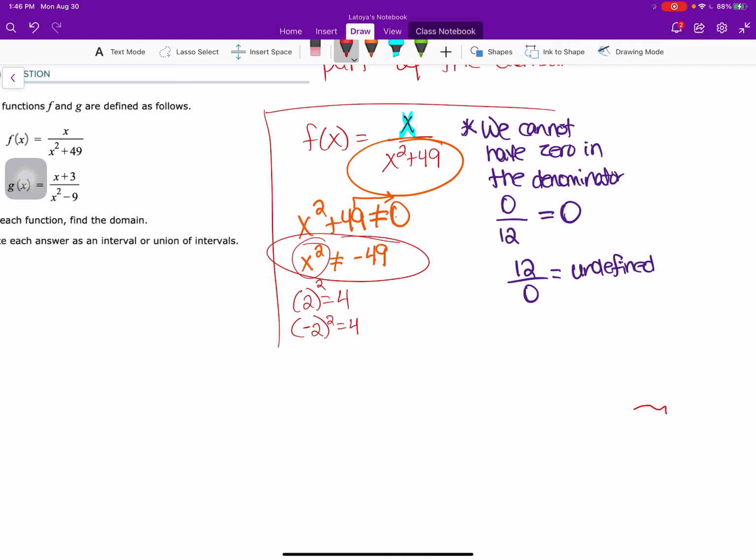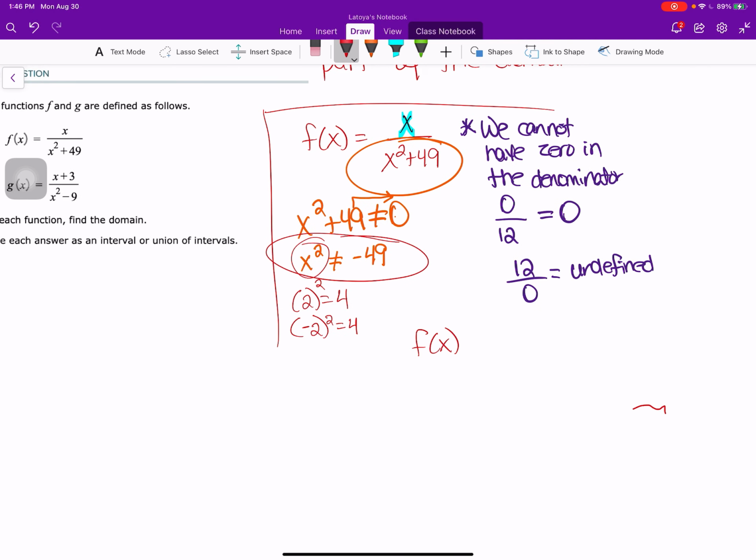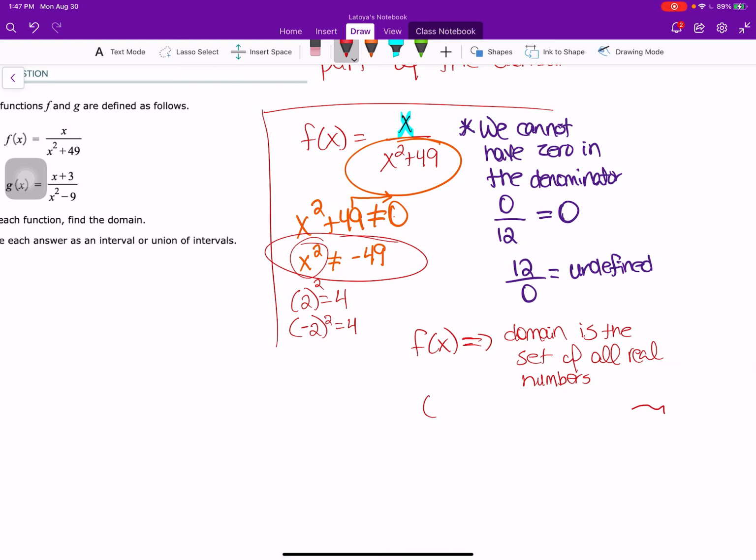I will never have to worry about there being a number such that when I square it, it's going to be equal to negative 49. So for f of x, I can substitute any number I want in there. My domain is the set of all real numbers, because I can substitute any value in there and they will all work. The way I will write that in interval notation is that my domain ranges from negative infinity to positive infinity.